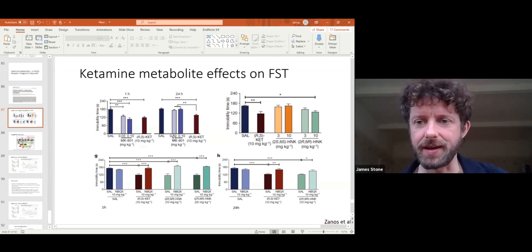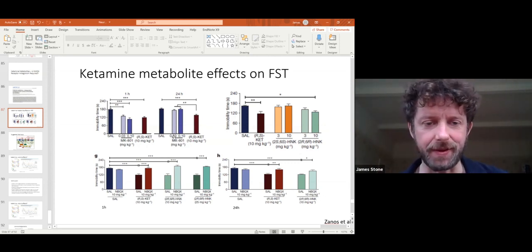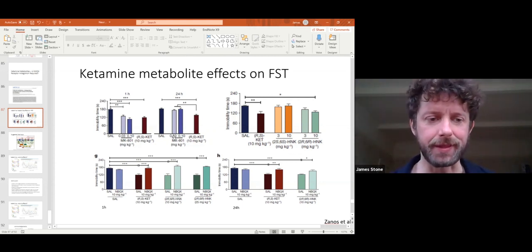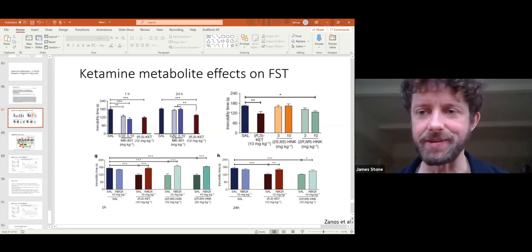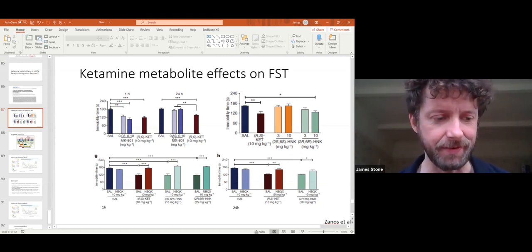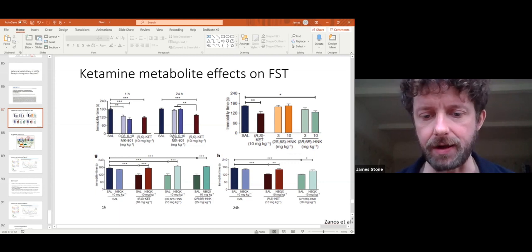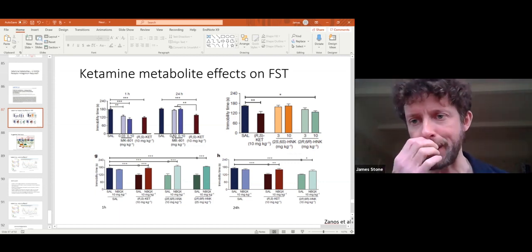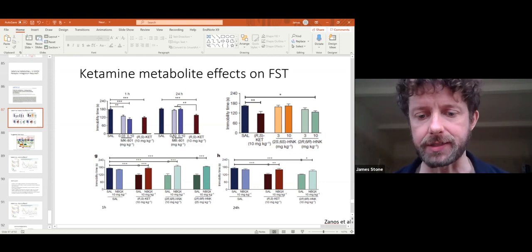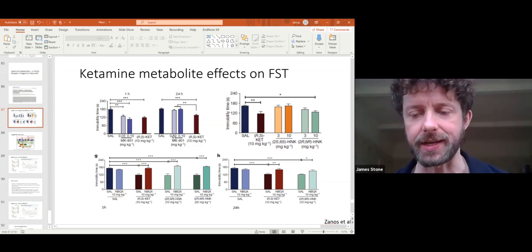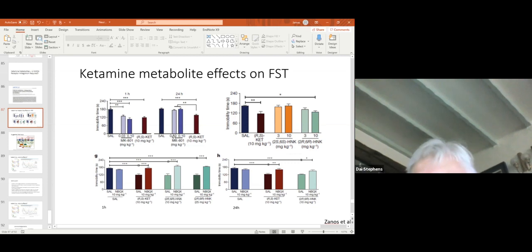Sure. Yeah, I think that's really interesting. Thank you very much for giving that feedback. All the preclinical stuff I put in there as interest, but it's not really my field, so it's great to have your expertise on that. From my understanding, the data from this have been taken forward, and there are trials currently underway looking at the 2R,6R hydroxynorketamine as an antidepressant in clinical trials. So the human data will be much more interesting, I guess. That's certainly true.